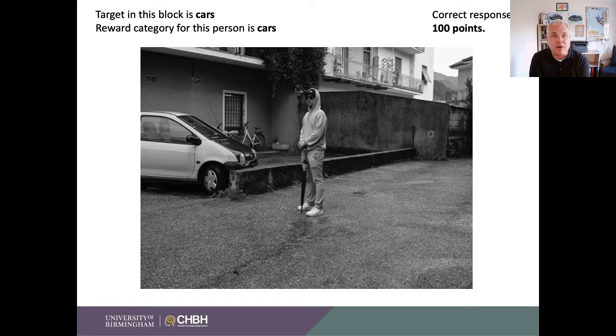Similarly, the target in this block is cars. The reward category for this person is cars. There's a car on the left. The car is facing right. You make the correct response, you get 100 points.